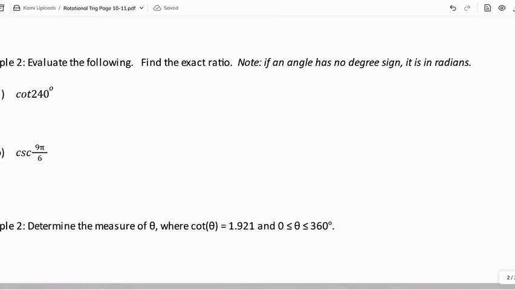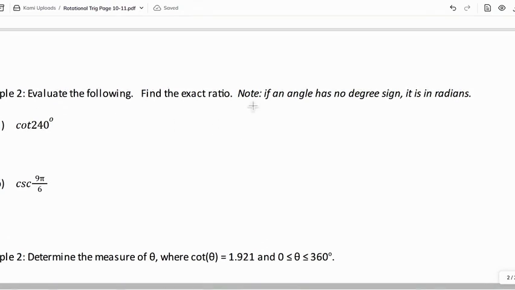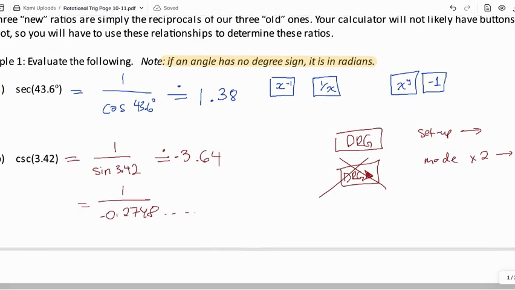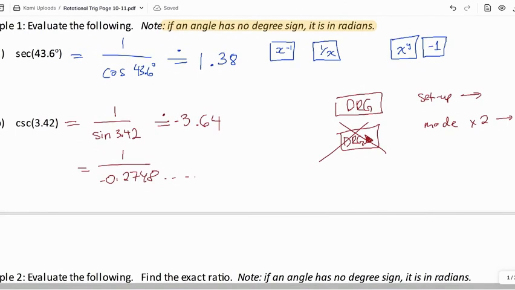Read the next question and tell me what word pops out as a really important hint. Exactly, degrees. See that degree sign? See this note? If an angle has no degree sign, it is in radians. But there won't be radians on the test. Every angle given to you on the test is in degrees. Promise.